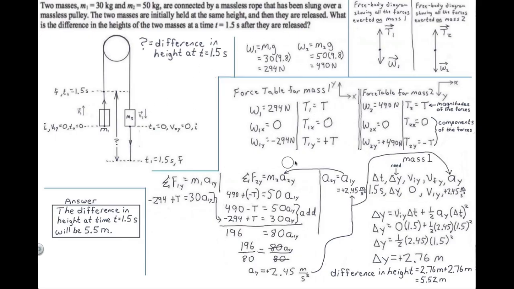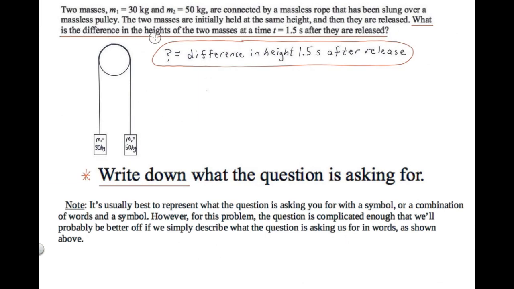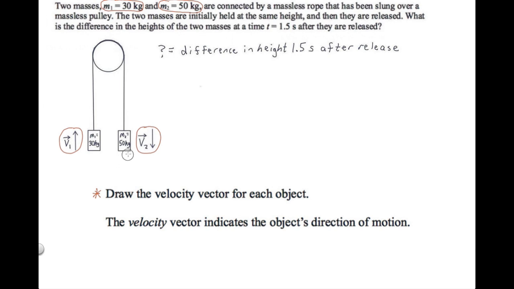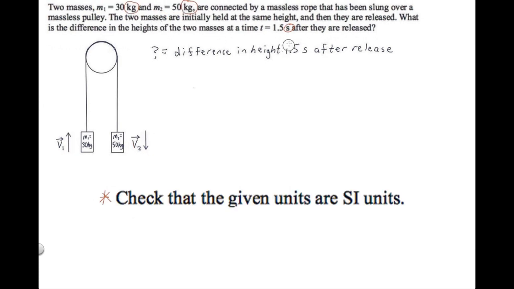Here's a summary of the solution to the problem, and now let's discuss the solution step by step. This question asks us for the difference in height of the two masses, 1.5 seconds after they are released. Because object 2 is more massive than object 1, common sense tells us that when they are released, object 2 will fall downwards, which will drag object 1 upwards. So, we draw V2 pointing down and V1 pointing up to indicate the objects' directions of motion after they are released. The problem uses units of kilograms and seconds, and yes, those are both SI units.